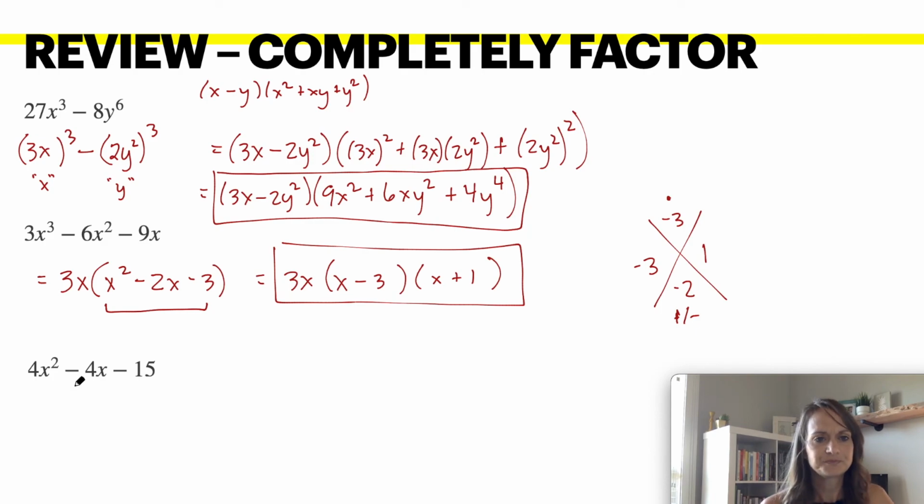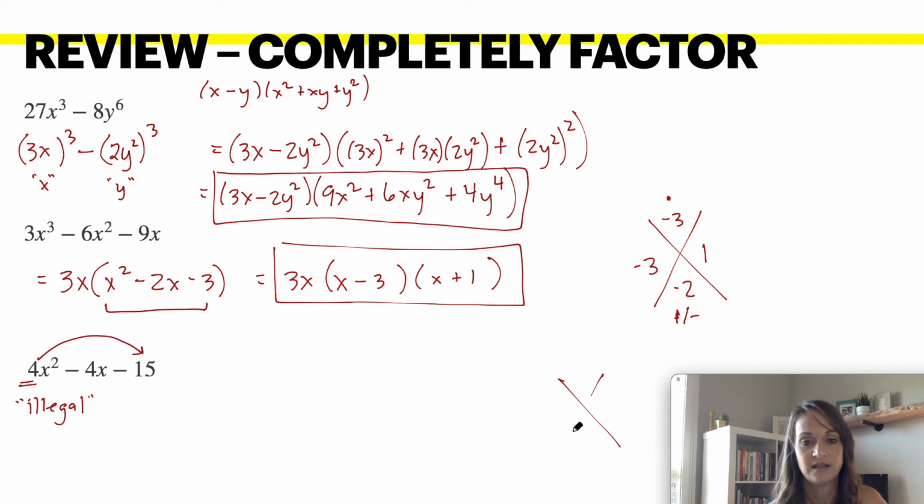The last one. There is nothing in common that I notice. This is in the form of ax squared plus bx plus c. So I'm going to have to do the illegal move, and the reason is because I have a coefficient in front. So this is where I'm going to first multiply 4 times 15. So I will get a negative 60. So what multiplies to give me negative 60 and adds or subtracts to give me a negative 4?